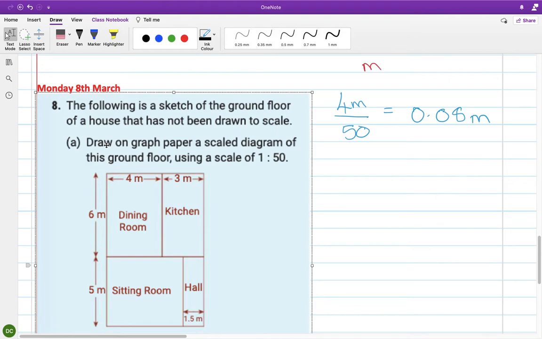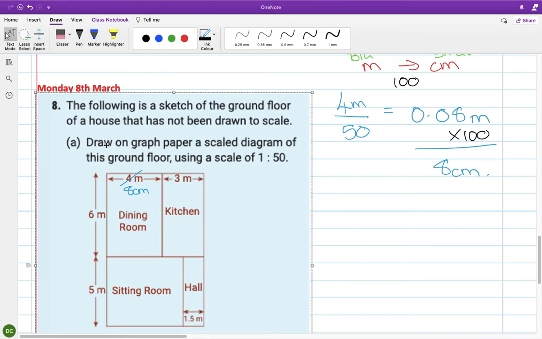If you're going from meters to centimeters, you're going from a big unit to a small unit. So big to small means we multiply. And how many centimeters in a meter? There are 100. Okay, so we multiply this by 100 and we get 8. So this 4 meter measurement, we're going to make 8 centimeters. Okay, and that's scaling it down 50 times.